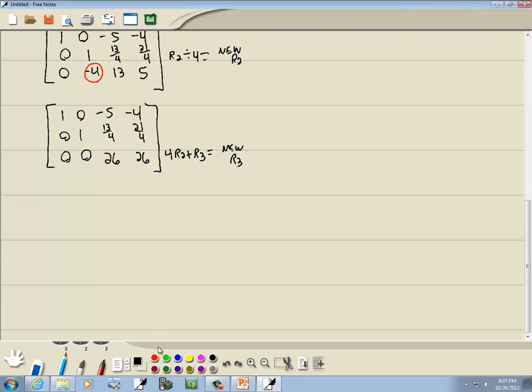Okay, now we're working our way down, getting a diagonal of 1s. So diagonal of 1s, we need a 1 here now. So let's work on that.